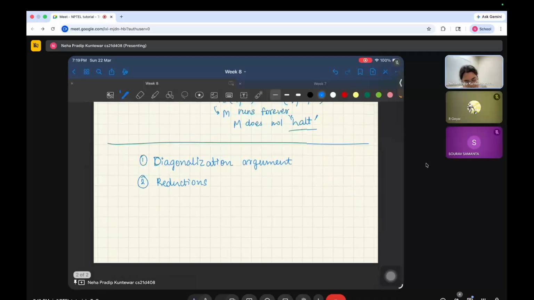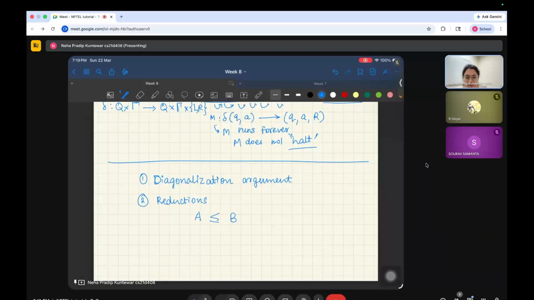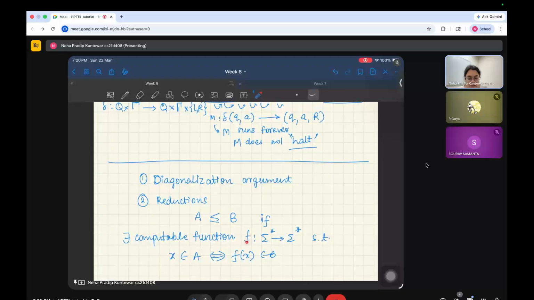So what is the idea? If you say that A reduces to B, if there is a computable function f from sigma star to sigma star, such that x is in A if and only if f of x is in B. That means if some string is in the set A, then the corresponding mapping of x, which is f of x, should be in B. And if some string is not in A, then the corresponding f of x should not be in B.